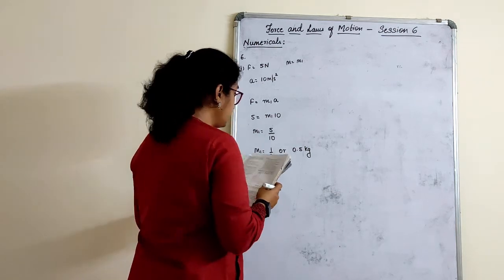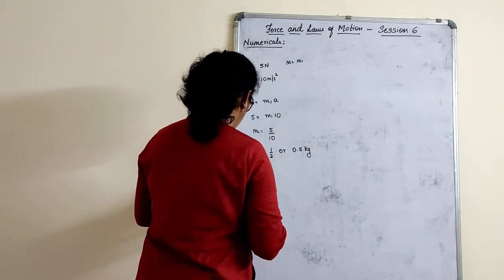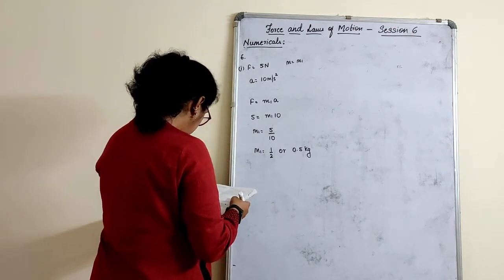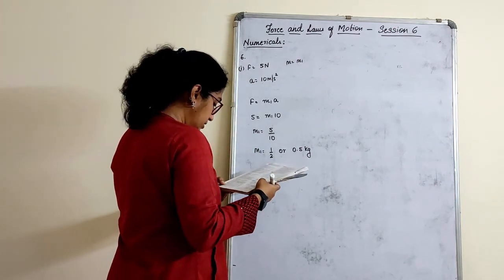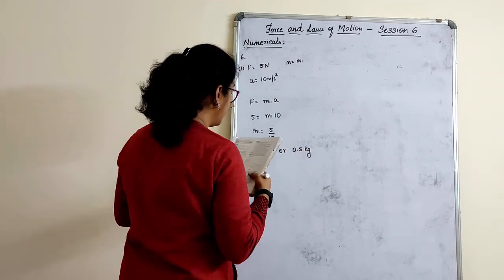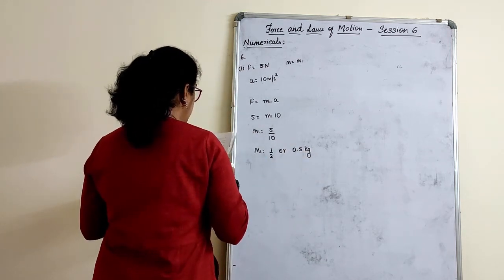Right? Let me check. I think I went wrong with the acceleration here. A force 5 Newton gives a mass m an acceleration of 10 meters per second square. No, that's right. Okay, the next one.